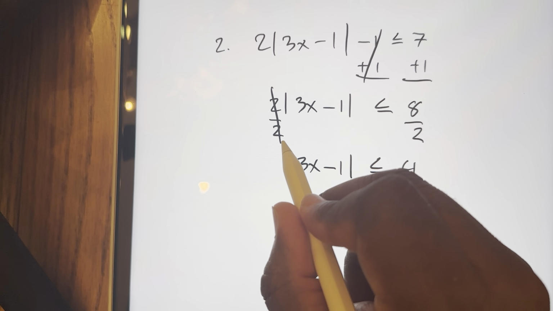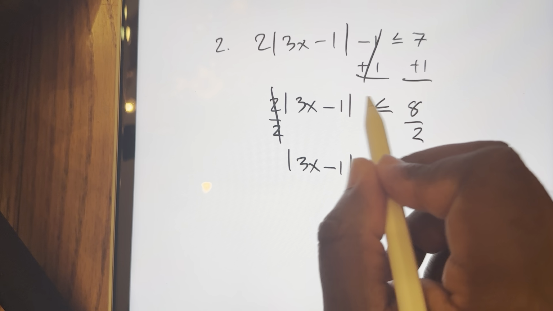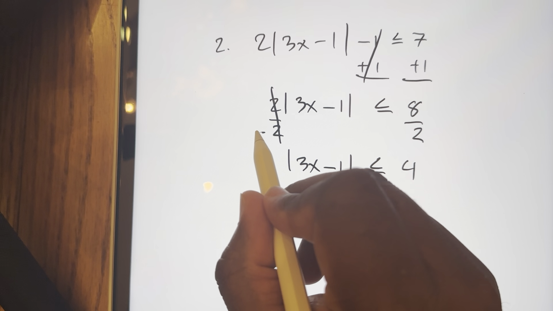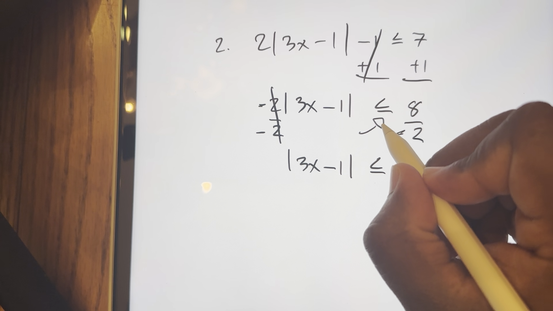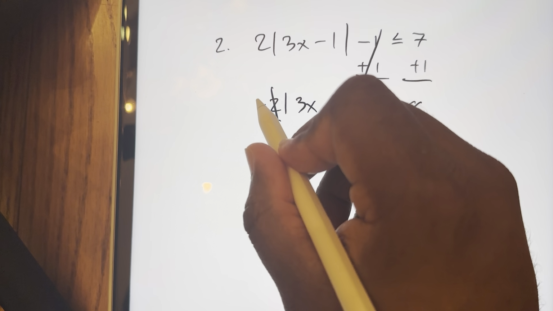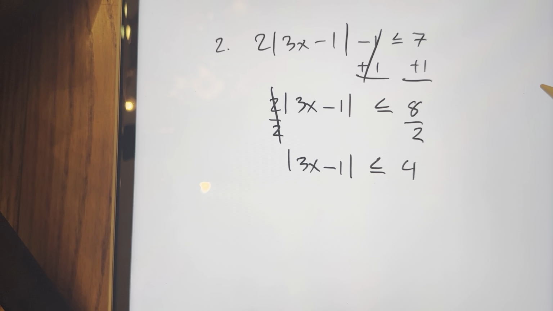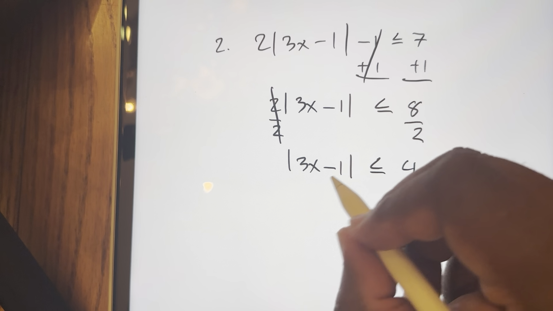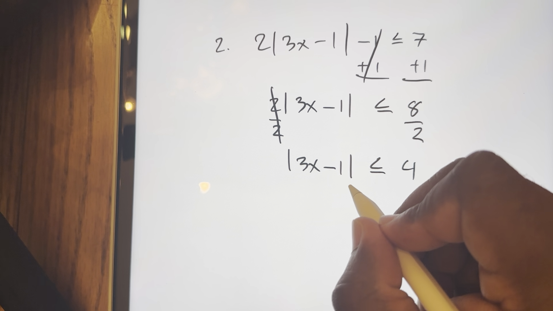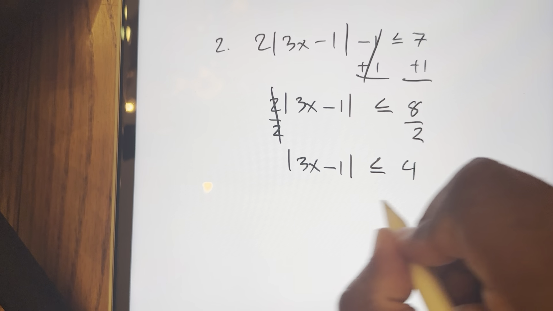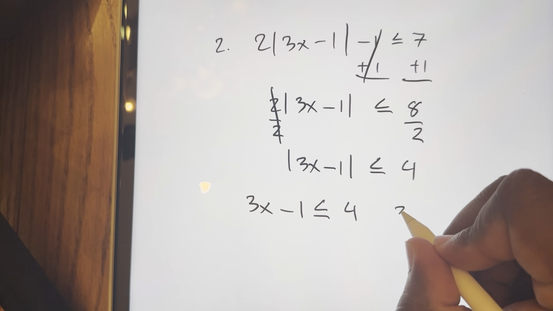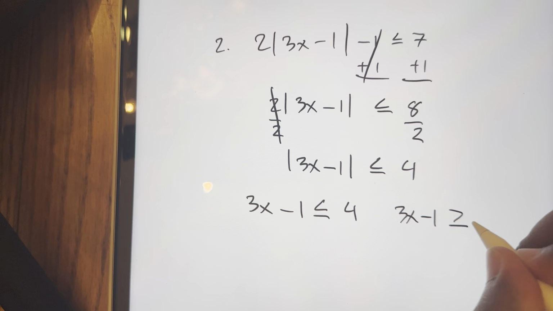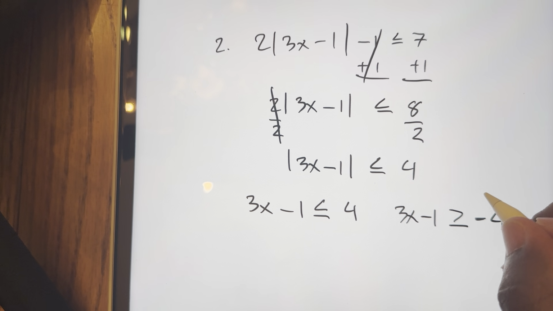Keep in mind, had we divided or multiplied across an inequality by a negative number, so if this were -2, this sign would flip. Just something to keep in mind. So this would have been greater than or equal to. But as it stands, it stays the same because we did not multiply or divide across the inequality by a negative number. Okay, so we can keep going. Now that we've isolated for just the absolute value, we can split into a positive and negative. So we have 3x minus 1 is less than or equal to 4, and 3x minus 1 is greater than or equal to -4. I flipped it right here.